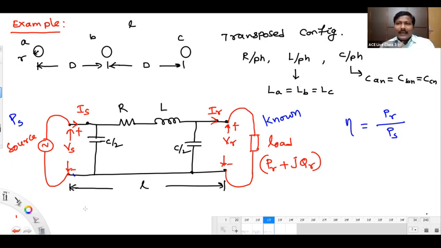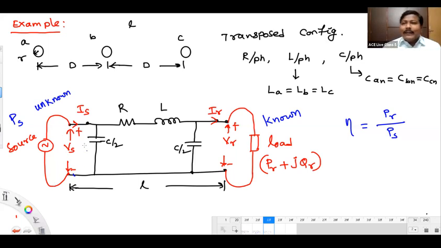And PR by PS is the efficiency. Our aim is to calculate the PS value. To know the value of PS, obviously we have to calculate the VS and IS values. So I can say this side is the unknown side for us. This side is the unknown side for us. Okay, now listen to me.